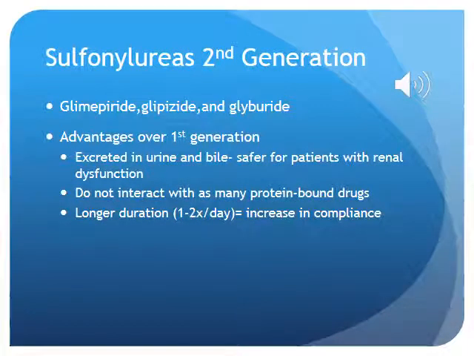Second generation sulfonylureas, such as glyburide, have many advantages over the first generation, such as being excreted in urine and bile, so they're safer for patients with renal dysfunction, and they do not interact with as many protein-bound drugs. These drugs also have a longer duration, so this will also increase patient compliance.